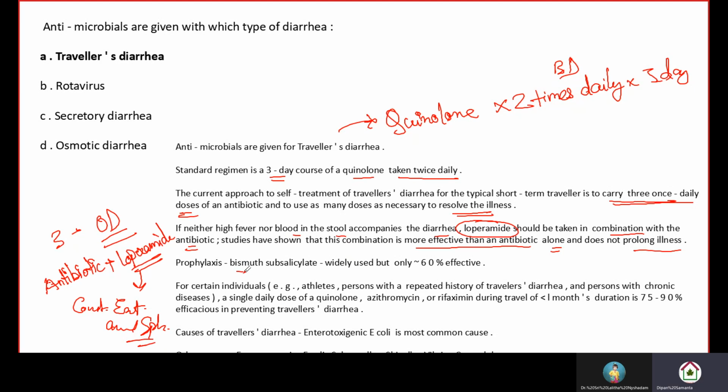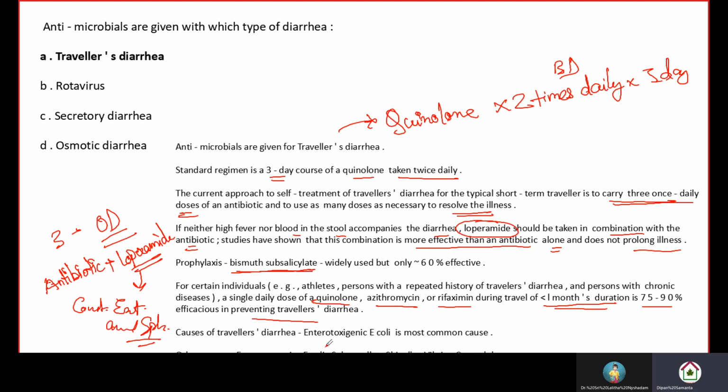Prophylactically, we can go for bismuth subsalicylate. And for certain individuals like athletes, persons with a repeated history of traveler's diarrhea, and persons with chronic diseases, a single dose of quinolone or azithromycin or rifaximin can be given during travel, but for less than 1 month's duration. It is also efficacious in prevention of traveler's diarrhea.